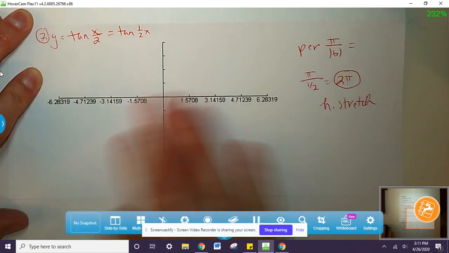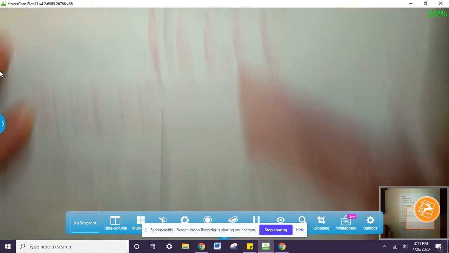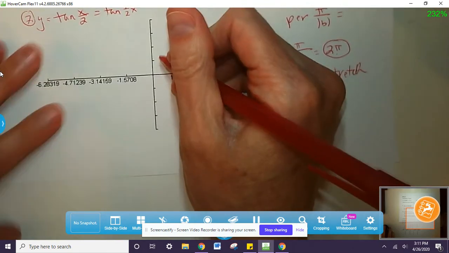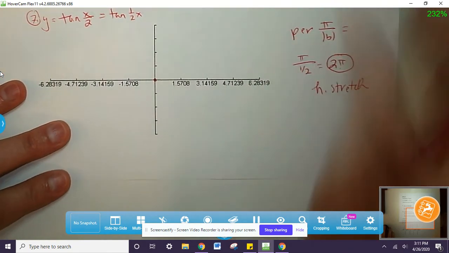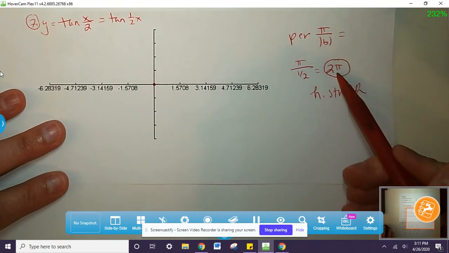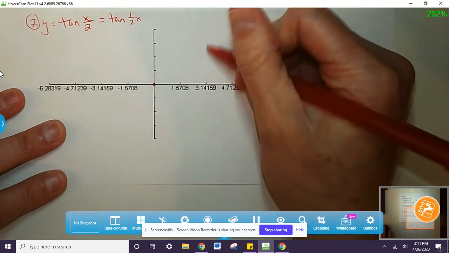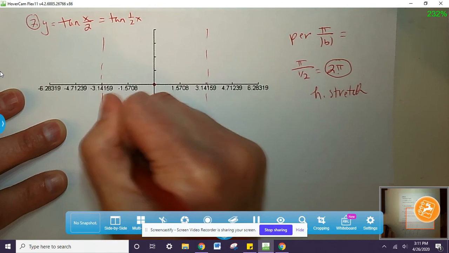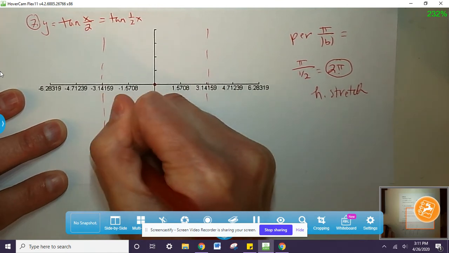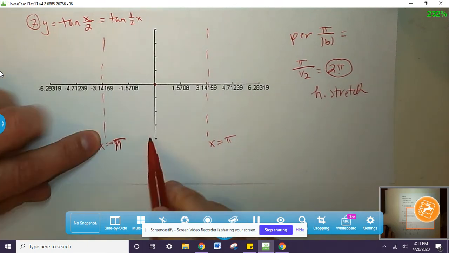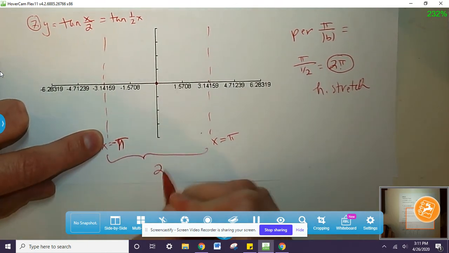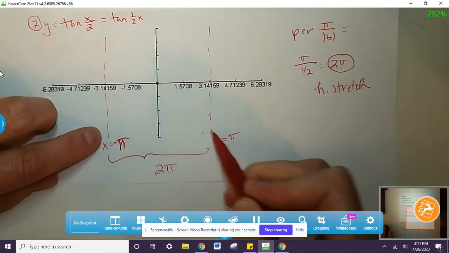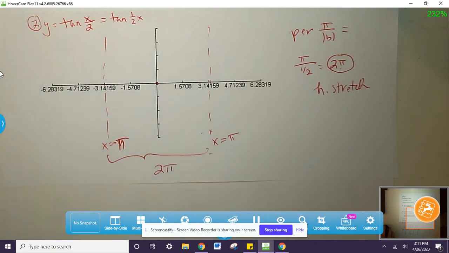And again, I don't treat this the same way I treat sine and cosine. I treat this a little differently. I follow these instructions. I find the new period. I use the y-intercept as my anchor point. And then I go half a period to the right for my first vertical asymptote and half a period to the left for my other vertical asymptote. And if I find those vertical asymptotes at negative pi and positive pi, the distance from negative pi to positive pi is 2 pi, which is 1 full period, exactly what I wanted. Because this distance is pi and this distance is pi, so that all together makes a distance of 2 pi. Go ahead and finish that graph.